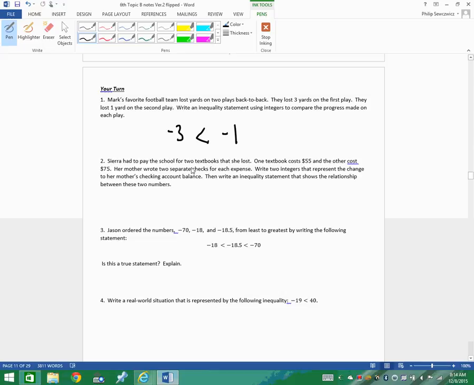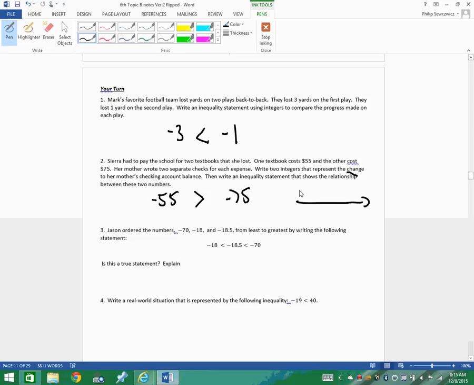Sierra had to pay the school for 2 textbooks that she lost. One textbook costs $55. The other costs $75. Her mother wrote 2 separate checks for each expense. Write 2 integers that represent the change to her mother's checking account. If you're writing a check, that is taking money out of your account, so that's one integer, and that would be the other, because it's taking it away. Then write an inequality statement that shows the relationship. So negative 55 is greater than negative 75.